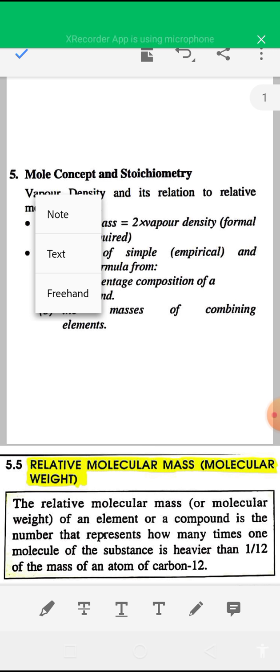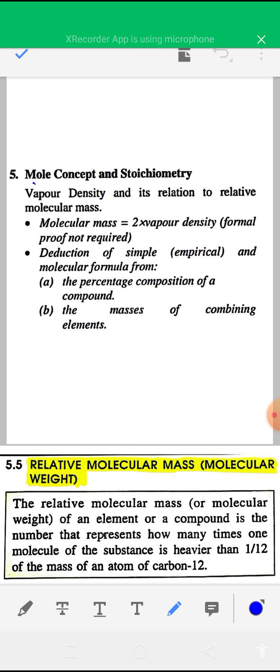According to the reduced syllabus, you have to read the relation between vapor density and molecular mass, deduction of empirical formula and molecular formula, percentage composition and masses of combining elements. This is the reduced syllabus. Maximum portion from this chapter is excluded from the syllabus. So I have given the syllabus of this chapter.